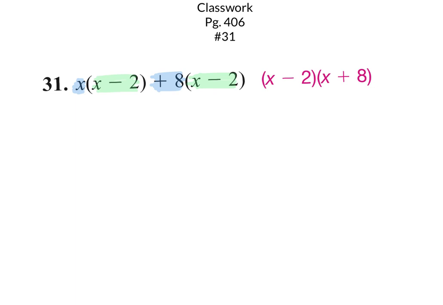Your answer could be x minus 2, x plus 8 or x plus 8, x minus 2. What's happening in between the two groups? What operation? Multiplication. So it's like 2 times 3. That is the same as 3 times 2, right? And so it doesn't matter which order you list your group in, as long as the groups are the same. It's just multiplication.